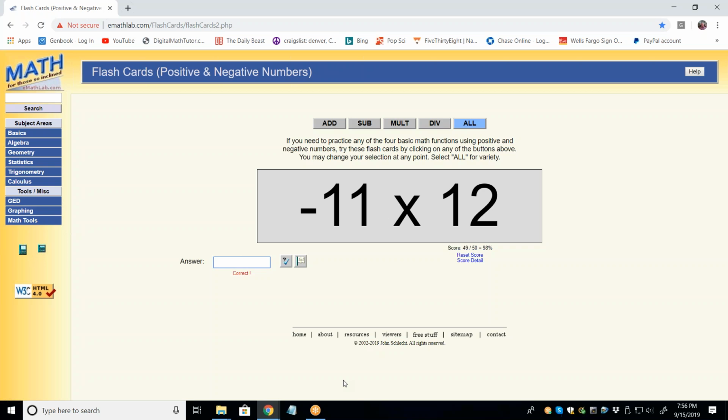I don't care if you don't know this. I think it's 131 minus 132. Okay, this one. Do this one. 17. 11. Negative 11. Negative 11.